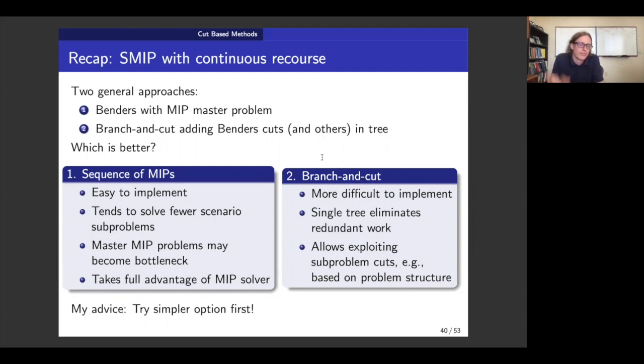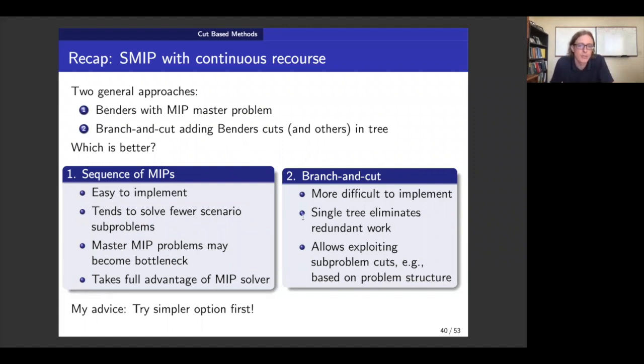And so, there's these two options. Which one is better? Well, there's kind of pros and cons. That first option is certainly easier to implement, and it tends to solve fewer scenario subproblems, so you have fewer iterations before you converge. If solving a single scenario subproblem is very, very time consuming, this might be the way to go. But the disadvantage is that the master integer programming problem might become very slow, so you might get stuck with that.